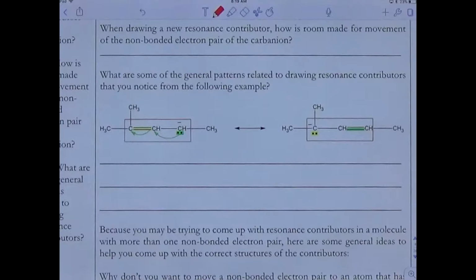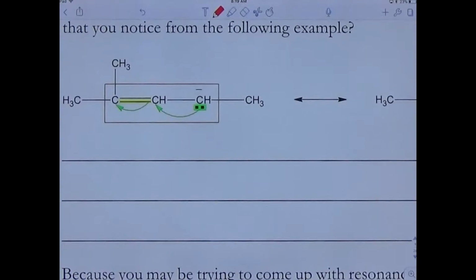So when you're drawing the resonance contributor, how do you make room for moving the electrons from the carbanion over? That's right. The one that I have highlighted in yellow here, you've got to unplug those electrons from that carbon to make room for the new electrons coming in.